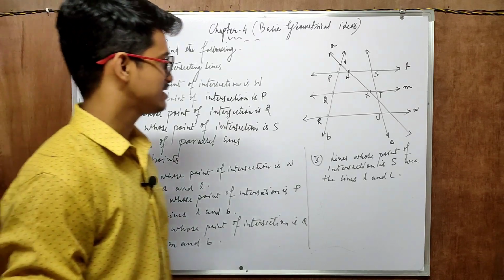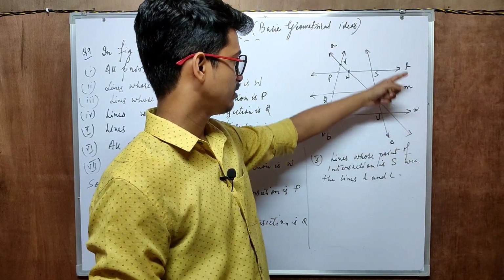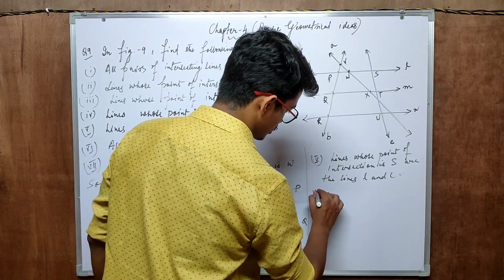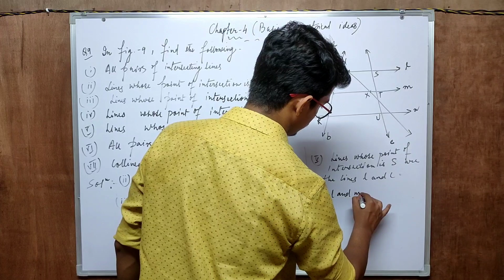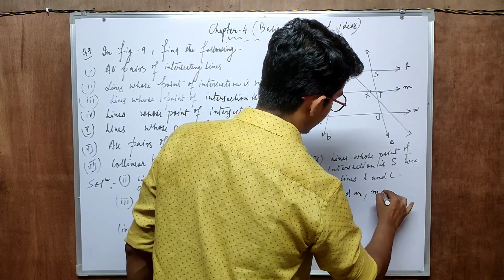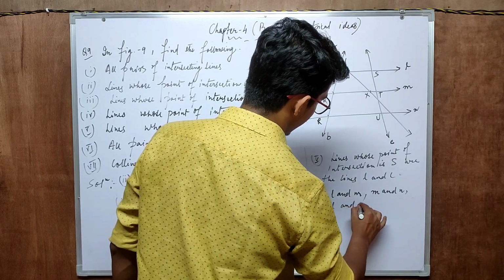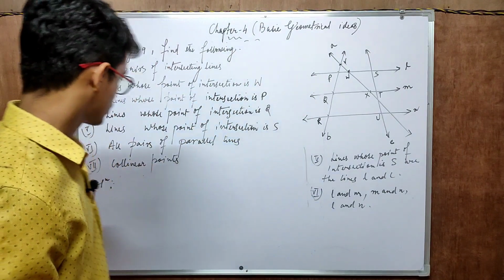It's very easy. The parallel lines will be L and M, and after that L and N, and M and N. Simple. So the first pair will be L and M, the second pair will be M and N, and the third pair will be L and N. So that's all. Alright, let's move on to question number 7.